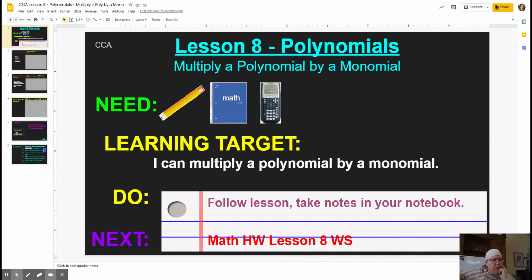Work with polynomials, and today we're going to talk about multiplying a polynomial by a monomial. So really nothing new, to be honest with you. We're going to use the distributive property, and then we're going to use what we know about combining like terms in order to simplify expressions as best that we can. So at the end of today's lesson, you should be able to multiply polynomials with a monomial. Remember, the prefix poly means many or some, and a monomial is just one single term.